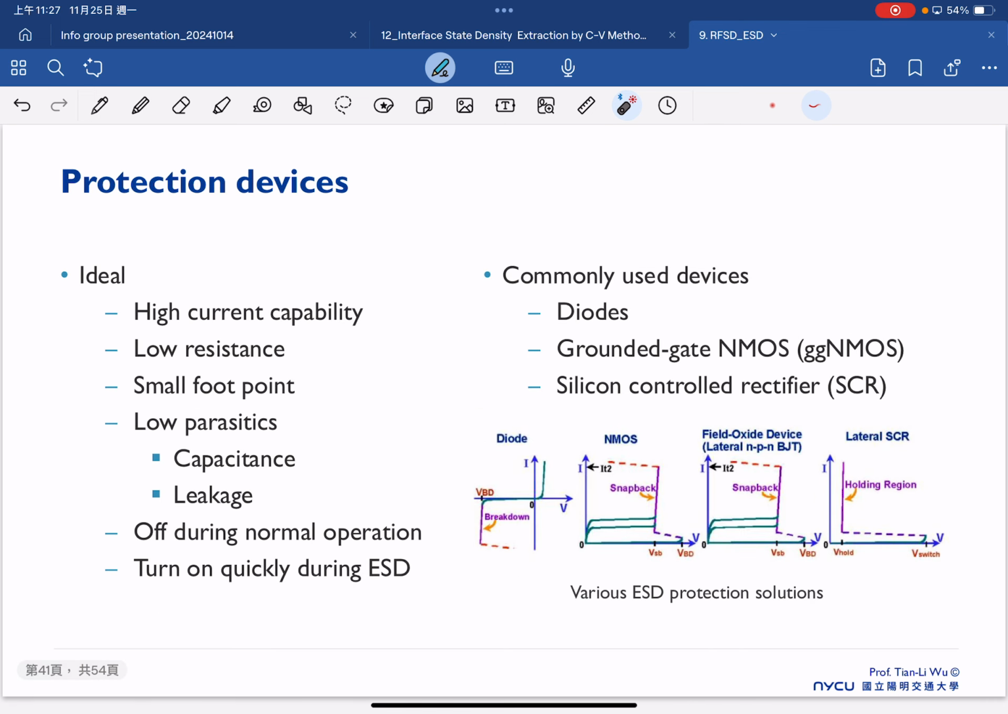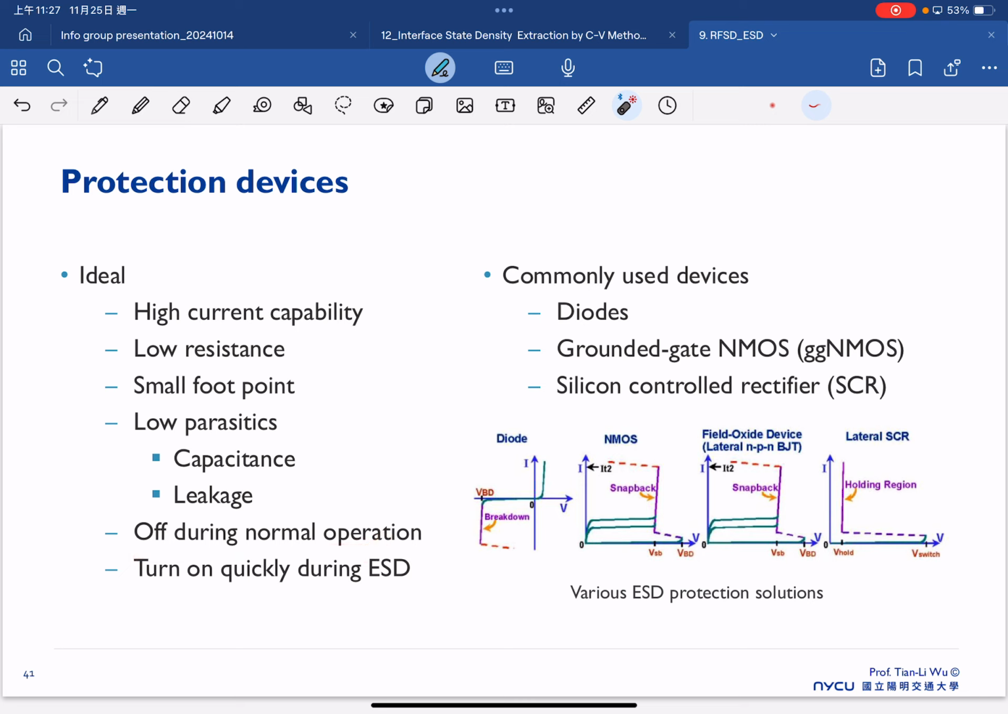If you look at the protection devices, we have several, but ideally we want high current capability because we want the current shunted away through this protection device, and low resistance. Also small footprint because we want to save chip area, and a low parasitic to avoid loss during operation, when the device is off. During normal operation, the device will only turn on once the ESD event is happening, and it turns on quickly during the ESD event.